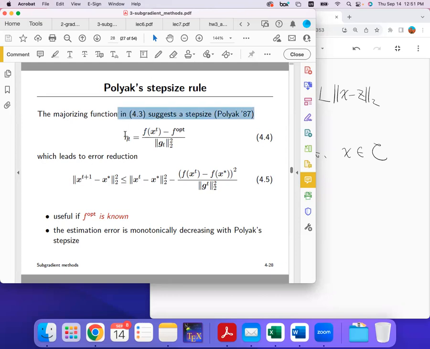Now, if you choose this step size and plug it into that inequality, you can check, we will get this result. This step size guarantees that those two terms will give us a negative term, so here we are subtracting a positive number. So this is a nice result because it shows that this distance is monotonically decreasing over the iterations.